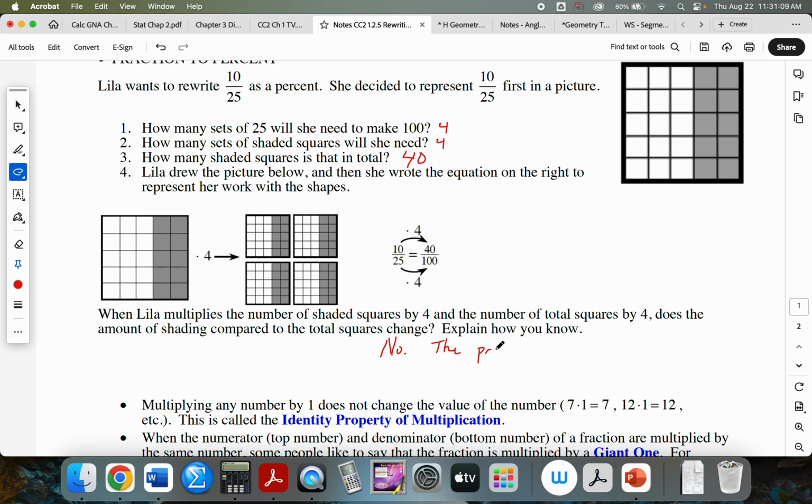So the proportion doesn't change if we have 4 times as many total squares and 4 times as many shaded squares.